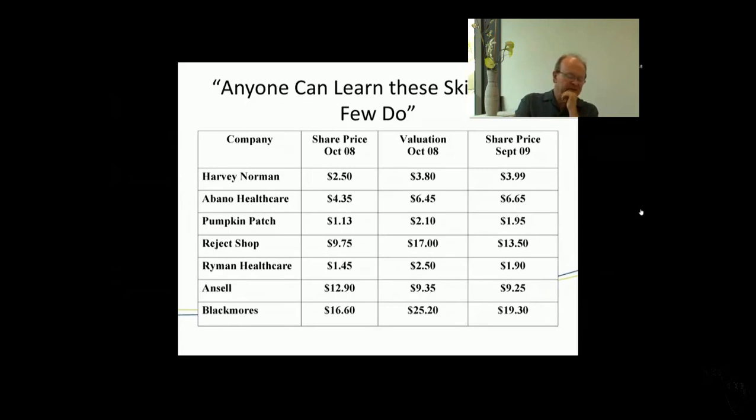Share price. So I looked at the share price September 2009 so that I could show it to students a year later. You don't necessarily expect to see these things working in a year, but in a year, the Harvey Norman, it was $3.99. Ryman Healthcare was $6.65. Pumpkin Patch was $1.95. Reject Shop $13.50, all in line with the general. The person who did Reject Shop had it a little bit ambitious, I felt, with their valuation the year before, but they were sort of broadly in line. Ryman Healthcare was $1.90. Ansell went down $9.25, and Blackmore's was $19.30.